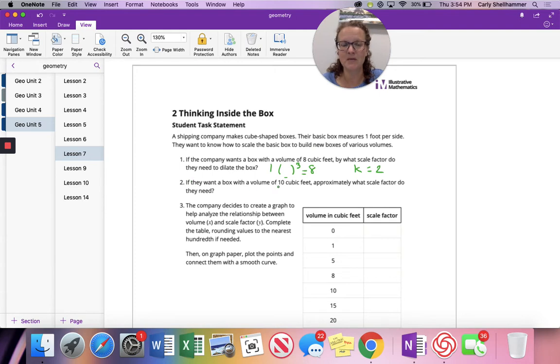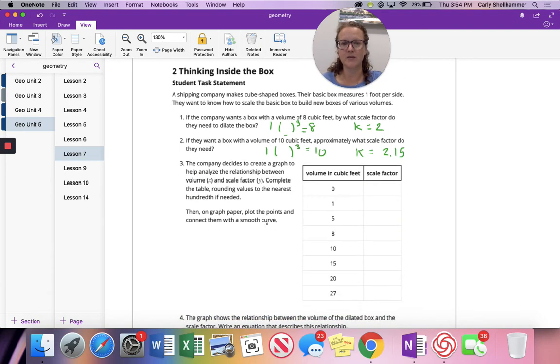If they want a box with a volume of 10 cubic feet, approximately what scale factor? So our original times our scale factor cubed equals 10. Let's see. Approximately 2.15. Okay? The company decides to create a graph to help analyze the relationship. So what we're really doing is taking the cube root of all these.